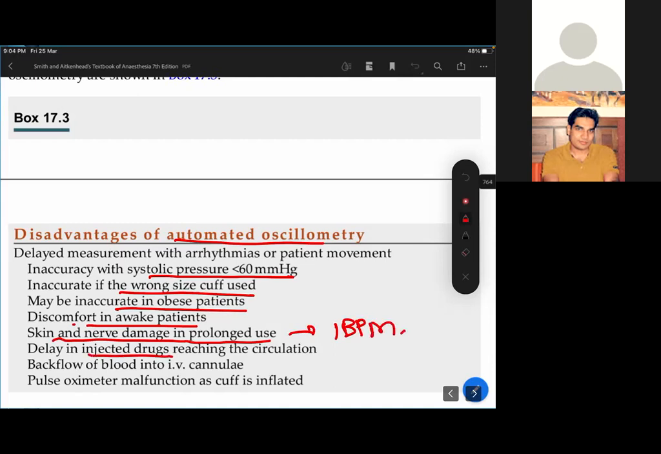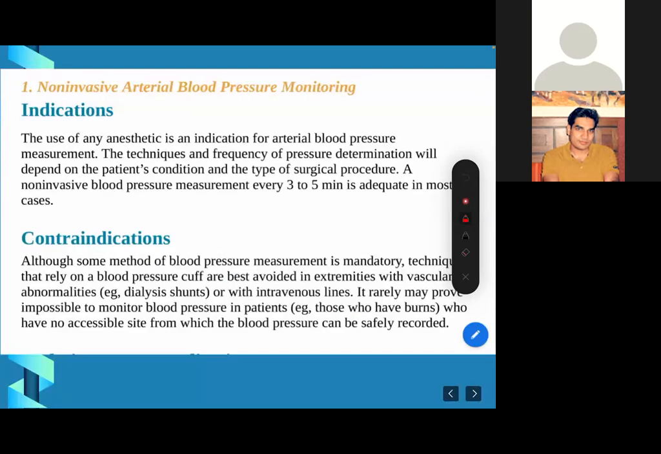Delay in injecting drugs and reaching the circulation, not usually in operation theaters. We have a blood pressure cuff on one arm, and also the IV line and drugs are going through that arm. So delay in injecting drugs would be a problem. Backflow of blood during inflation of the cuff, and pulse oximetry malfunction when the cuff is inflated. These are some of the normal disadvantages of this automatic method.